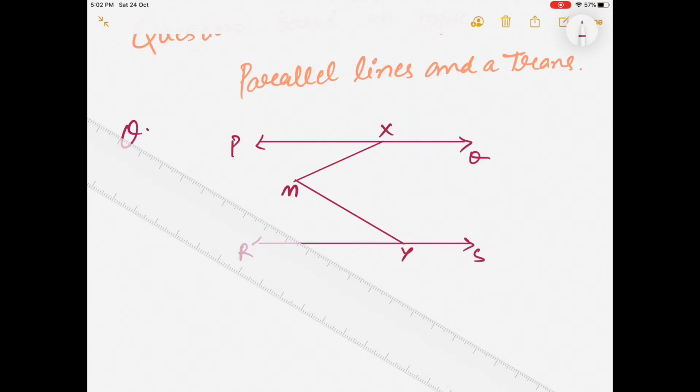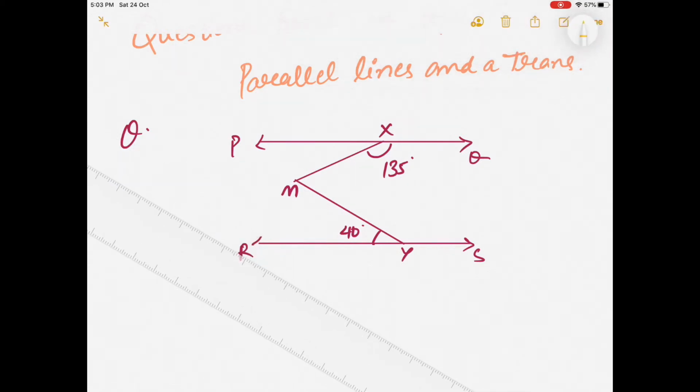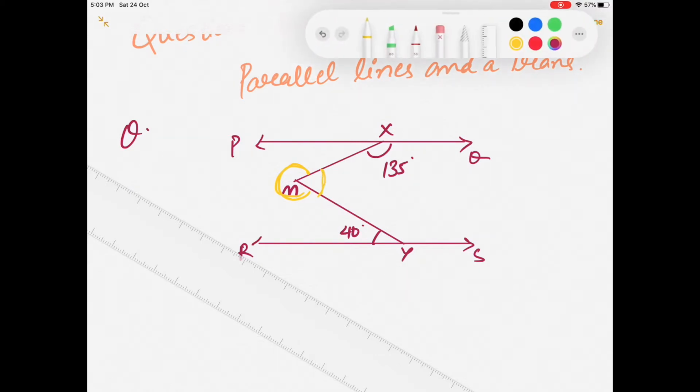Now the question says PQ is parallel to RS and angle MXQ is 135 degrees and angle MYR is equal to 40 degrees. Now we have to find angle XMY. Where is angle XMY? We have to find this whole angle XMY. There are two possibilities. We have to find this whole angle and this angle. This angle is also XMY.